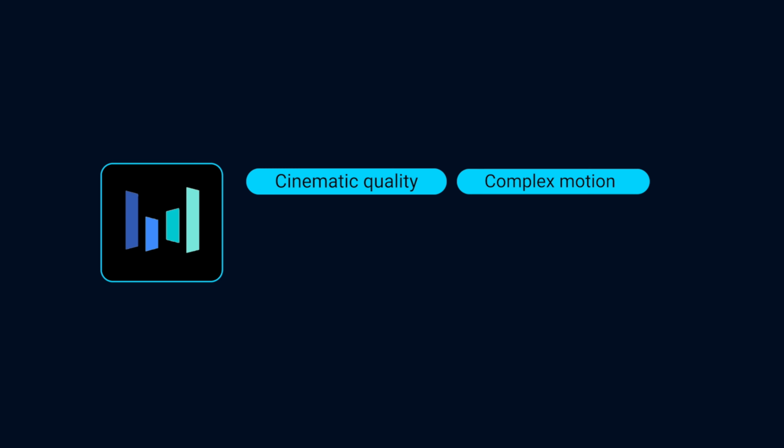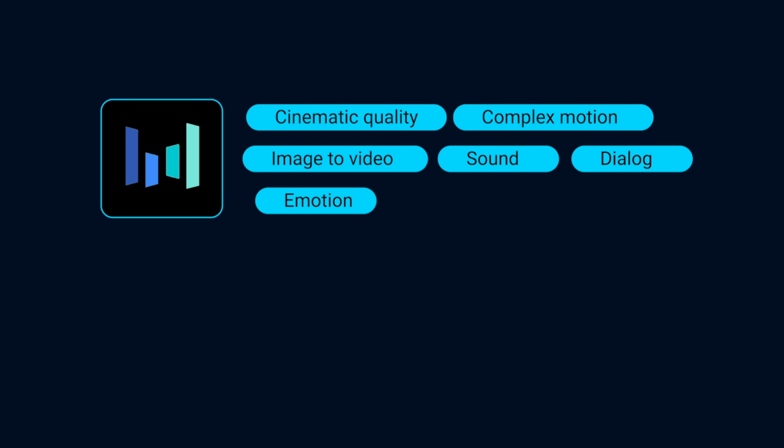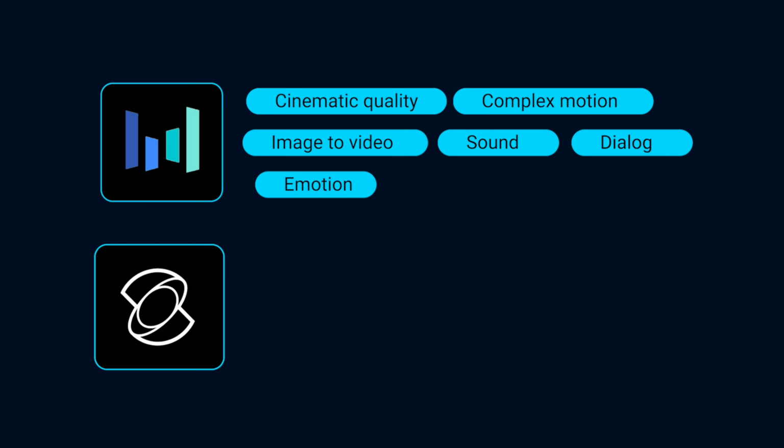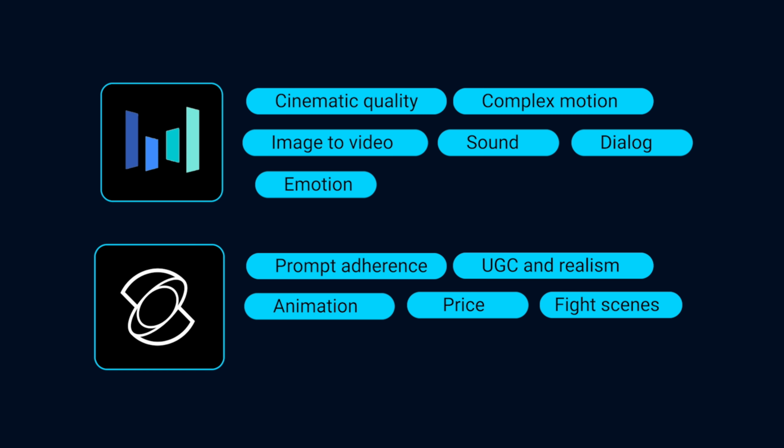Seedance 2.0 took cinematic quality, complex motion, image to video, sound, dialogue, and emotion. Kling 3.0 took prompt adherence, UGC, and realism, animation, as well as price. The fight scene was a tie, yet still, the numbers don't tell the whole story. Neither of these models is better than the other, because they're built for different jobs. And now, you know exactly which one to reach for, depending on the situation.